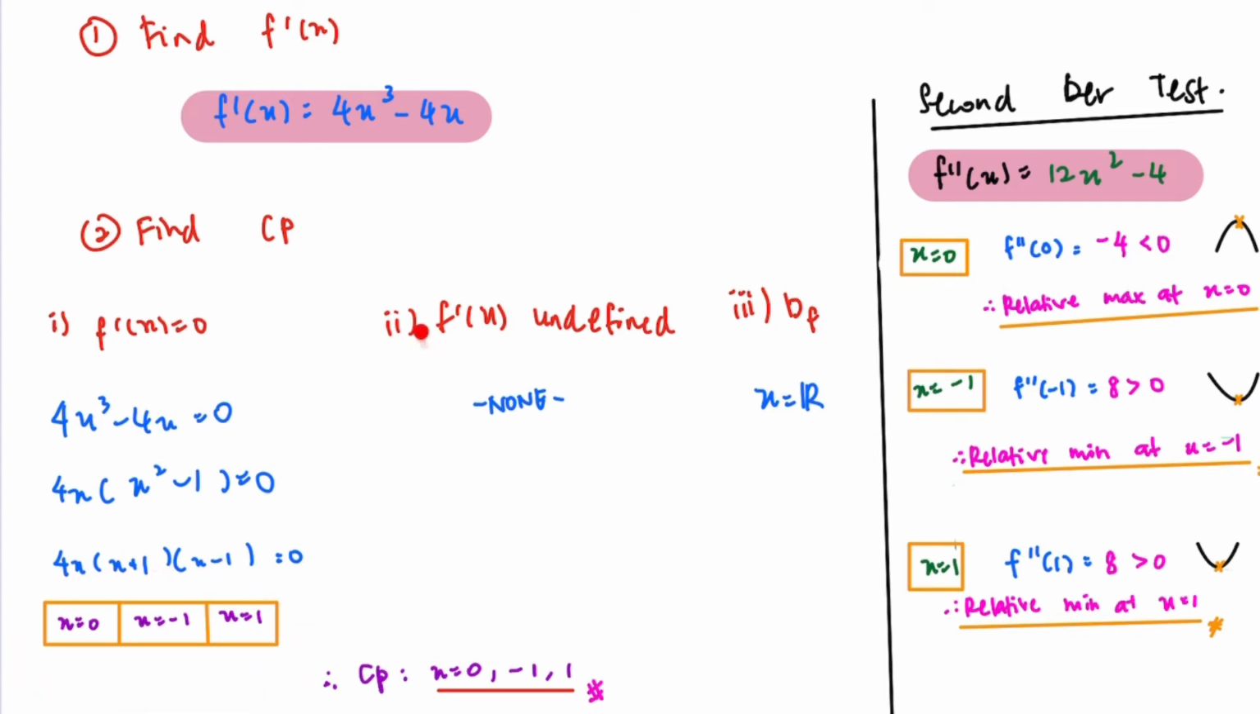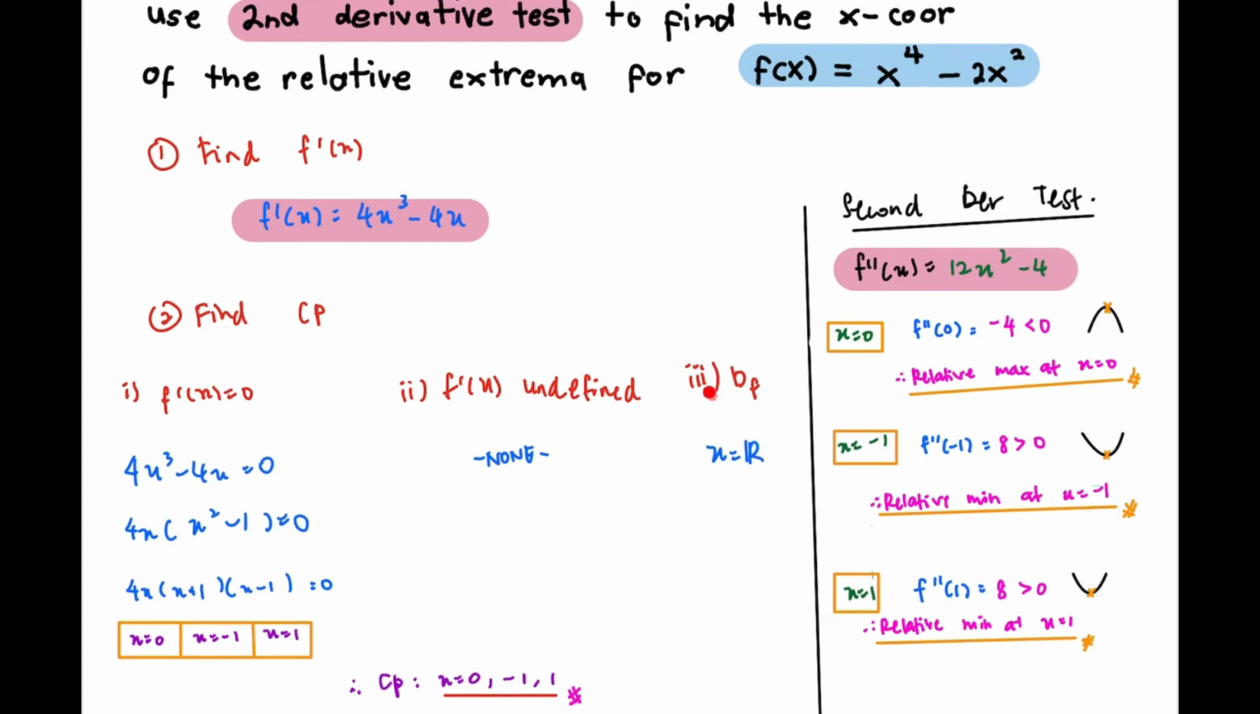Next, let's find where f prime x is undefined. You don't have any denominator, therefore you have none. Next, let's find our domain for f so that we are sure that our chosen x is really a critical point. This is just a polynomial, therefore x is all real numbers. Therefore, you can accept all the points here as your critical points: x equal to 0, x equal to negative 1, and x equal to 1.